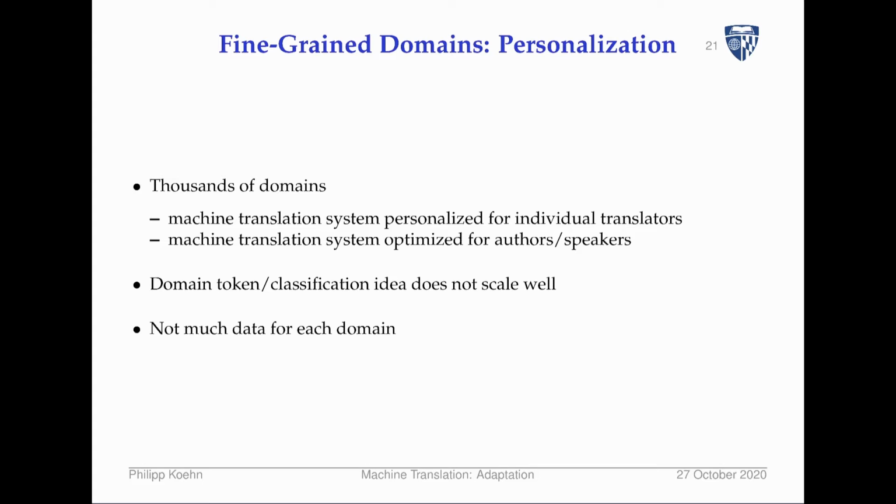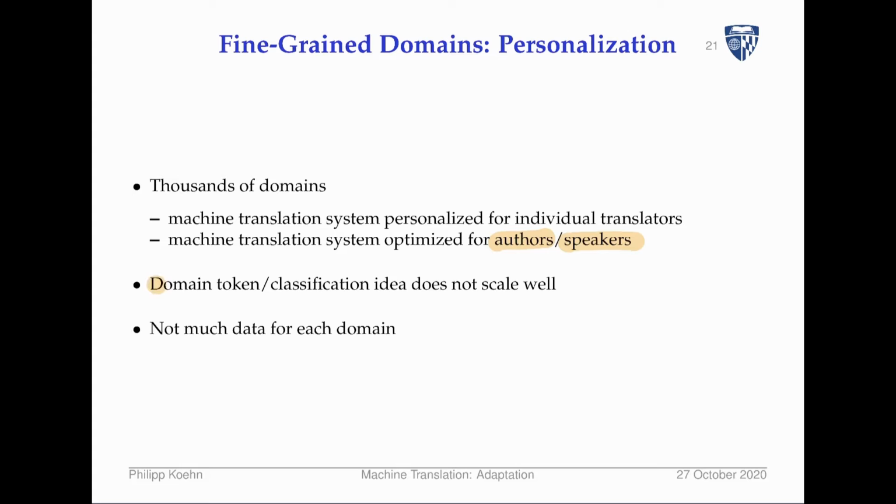You can also take it from the data side, where maybe you want to optimize the machine translation system for a particular author, if you think about literature translation, or particular speakers, when you think about translating the speech of politicians. Maybe you want to then optimize it for the way a particular politician formulates and phrases things, and do as accurate a job as possible for that.